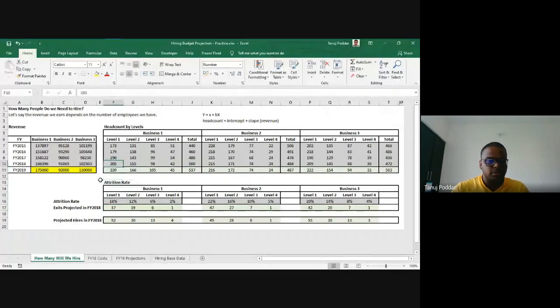So I start with 205 people. I have an attrition rate of 18%. So I'll lose 37 people in the year. How I arrive at 37 is simple: 205 into 18%. Now, if I have to reach 220 people in FY 2019, I started with 205 and I am already losing 37 out of those 205, right?